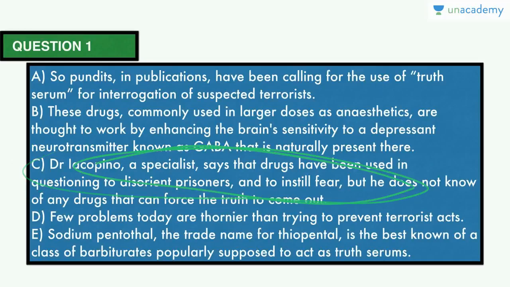Even though it does talk about truth serums, it does not go hand in hand with the central theme of the paragraph, which is simply to introduce the need for truth serum and talk about them. That's it. So I think sentence C is the one that is the odd one out. Yes, that is the one. Moving on.